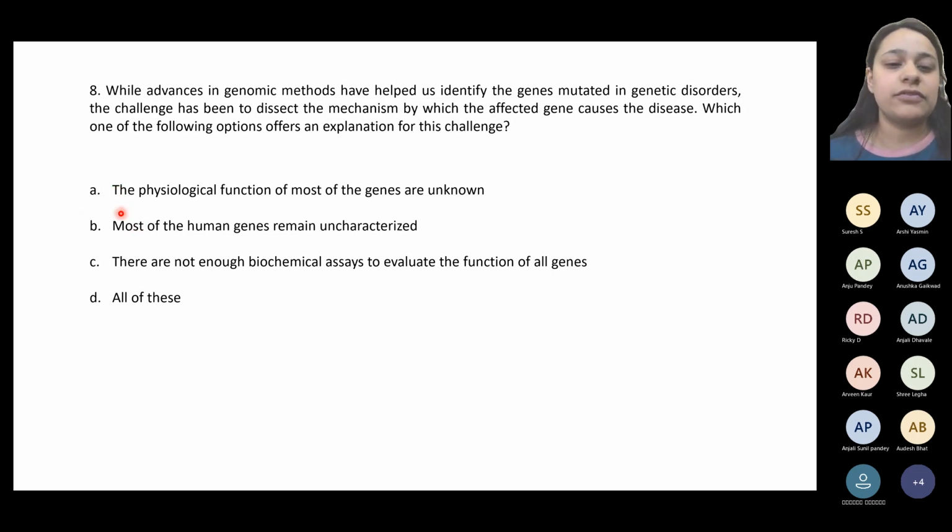The first option is the physiological function of most of the genes are unknown. B, most of the human genes remain uncharacterized. C, there are not enough biochemical assays to evaluate the function of all genes, or D, all of these.